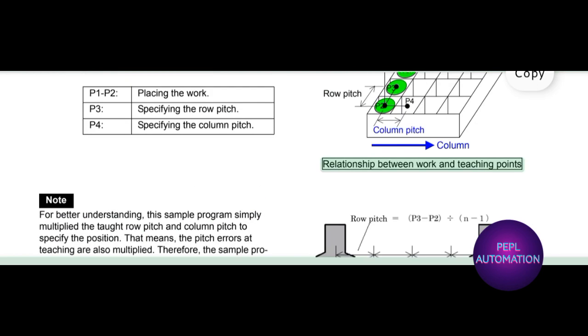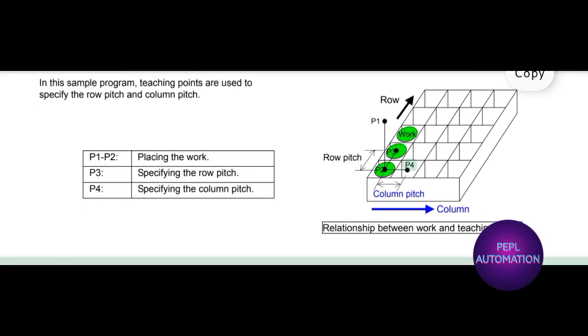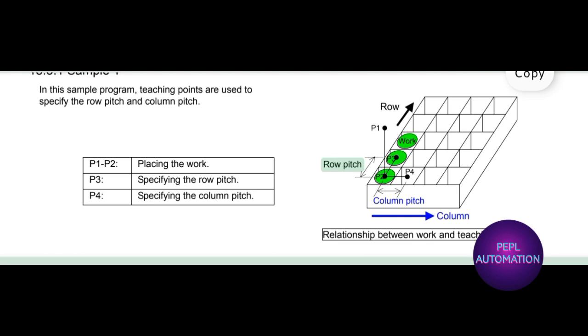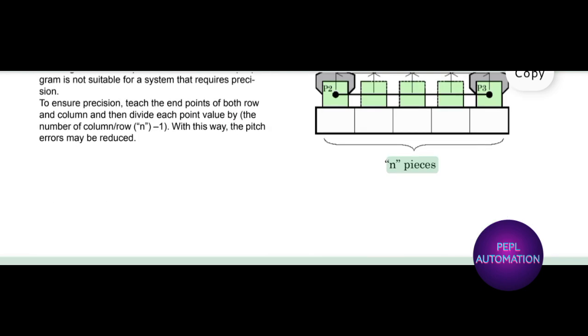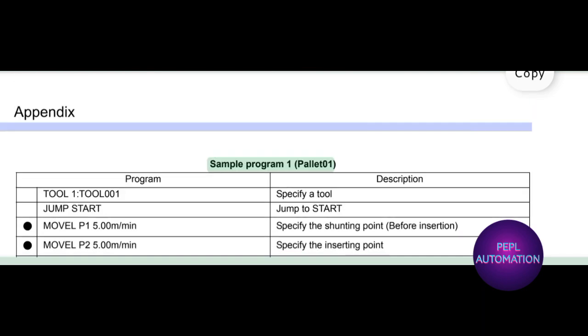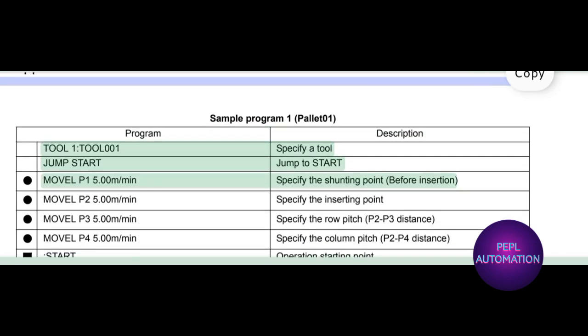Relationship between work and teaching points. P1, P2, P3, P4, column pitch, row pitch, row, column, work, row pitch, n pieces. Appendix 322. OM10090882E17. Sample Program 1, Pallet 01. Program description: Tool 1, TOOL001, specify a tool. Jump to start: MOVELP 15.00 meters per minute, specify the shunting point before insertion.